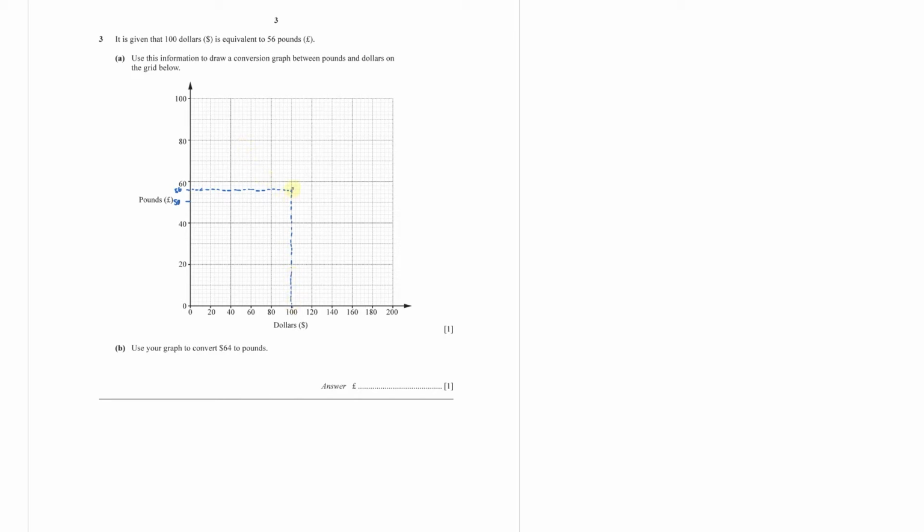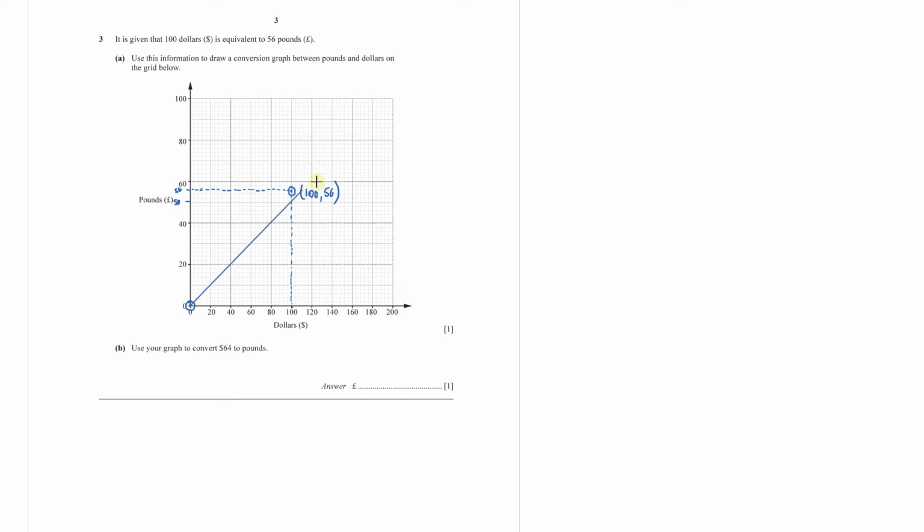So this would be your point, which is 100 on the x-axis and 56 on the y-axis. And then you can also say that $0 would be equivalent to 0 pounds, obviously. So you'll get your second point for the conversion graph at the origin. And then what you do is you basically draw a straight line between these 2 points.